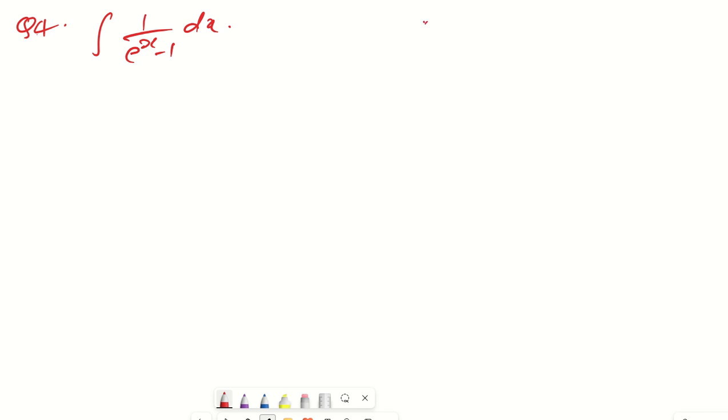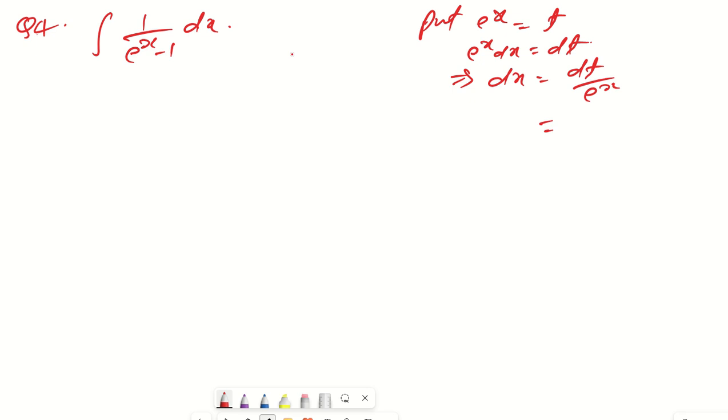So we'll put e to the power x equal to some variable t. So what will happen? e to the power x dx is equal to dt. Now we don't have e to the power x in the numerator, so we can write dx is equal to dt by e to the power x, and e to the power x is t, so dx is dt by t. So this is how we are going to do the manipulation. So we will be writing dt by t times (t minus 1). So this is now in terms of a partial fraction kind of thing.